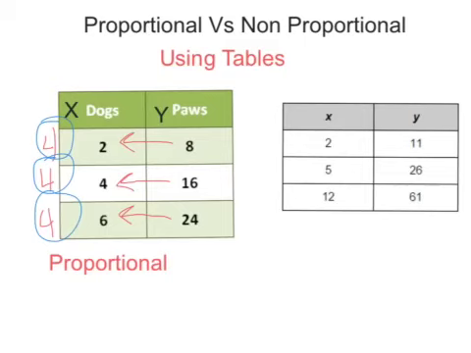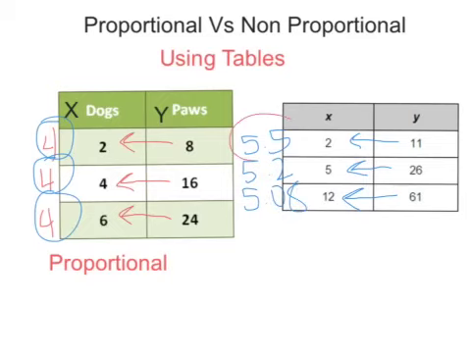Now let's look at the second table. Again, we are going to take our y and divide it by the x. 11 divided by 2 is 5.5. 26 divided by 5 is 5.2. 61 divided by 12 is approximately 5.08. Because the numbers were different every single time, this table is not proportional.